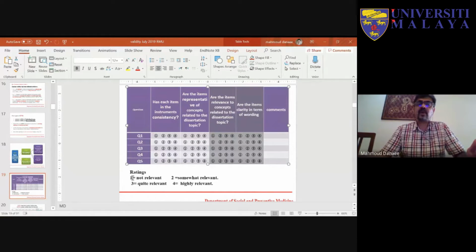The rating will be 1 to 4 for the relevance. For the clarity also, it's 1 to 4, but you have to change the wording here. So this is just a sample. Once you collect data among the experts, the minimum number of experts recommended is 5. It should not be less than 5. Of course, the more experts, the better, but it should not be less than 5.